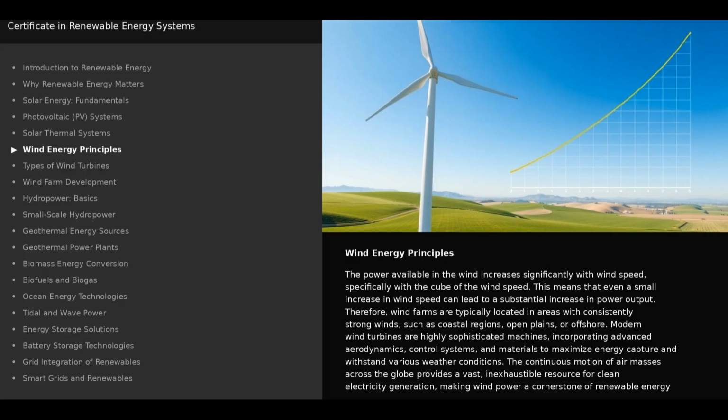Modern wind turbines are highly sophisticated machines, incorporating advanced aerodynamics, control systems, and materials to maximize energy capture and withstand various weather conditions. The continuous motion of air masses across the globe provides a vast, inexhaustible resource for clean electricity generation, making wind power a cornerstone of renewable energy portfolios worldwide.